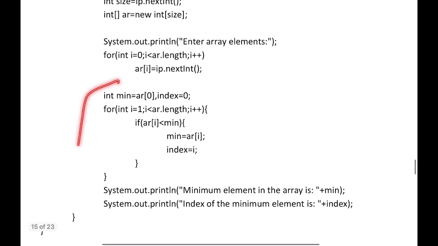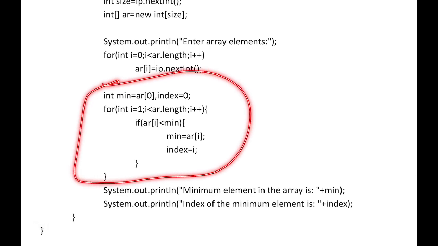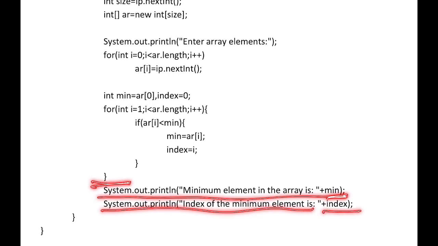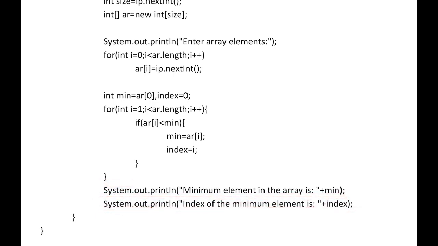Then this is the code that we have just discussed. We are taking minimum equal to AR of 0, index equal to 0. So for int I equal to 1, I less than AR dot length, I plus plus. If we find a new minimum, that means if AR of I is less than minimum, then minimum is updated to AR of I and index is also updated. Now after the loop, just print the minimum element in the array is min and the index of the minimum element is index. So simple one.